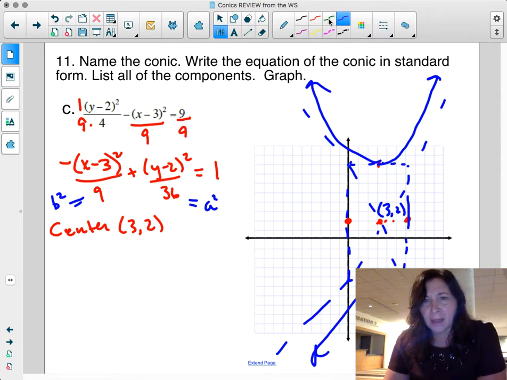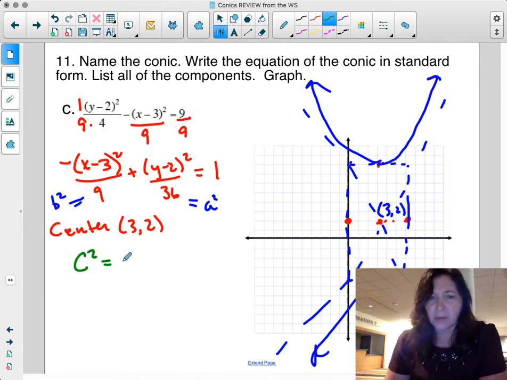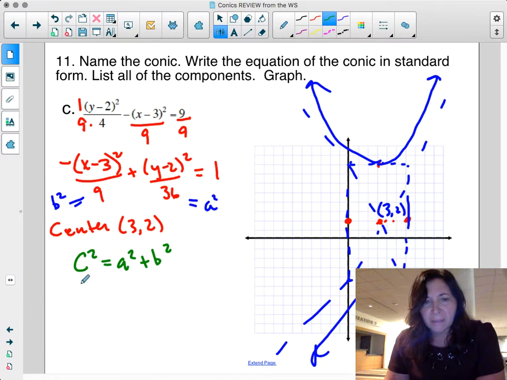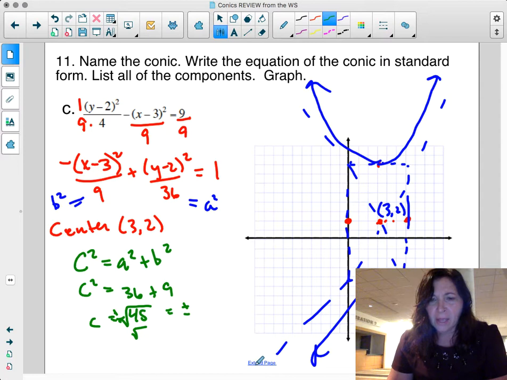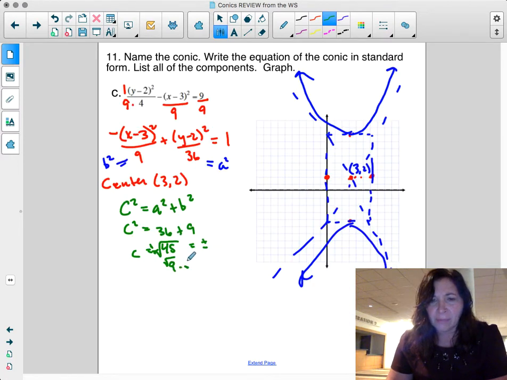Additionally, I need my focal points. I'm going to use this equation, c squared equals a squared plus b squared, to find my focal points. So c squared is equal to 36 plus 9. That's 45. So I'm going to take the square root of 45, which is equal to c, plus or minus. Breaking this down, that's 9 times 5, which is 3 root 5. So 3 root 5.